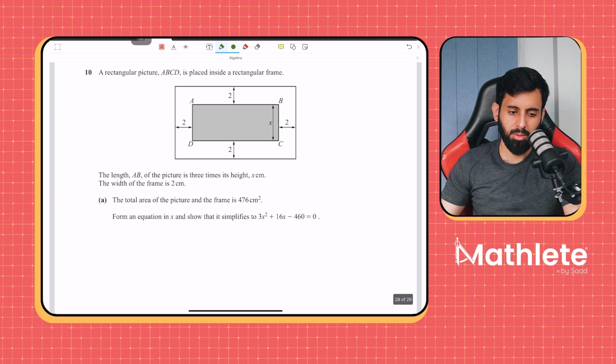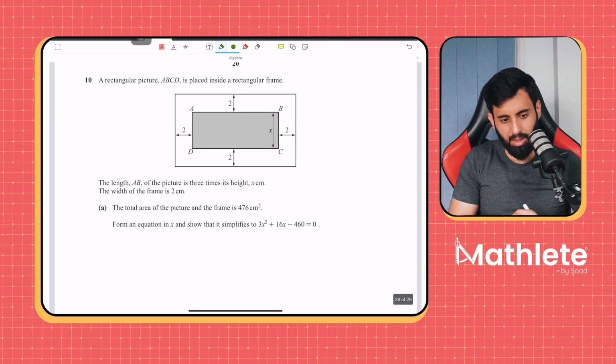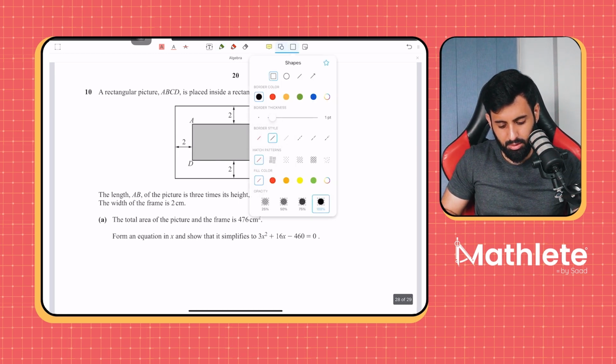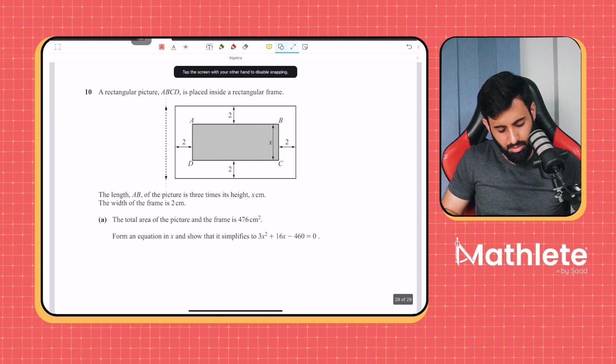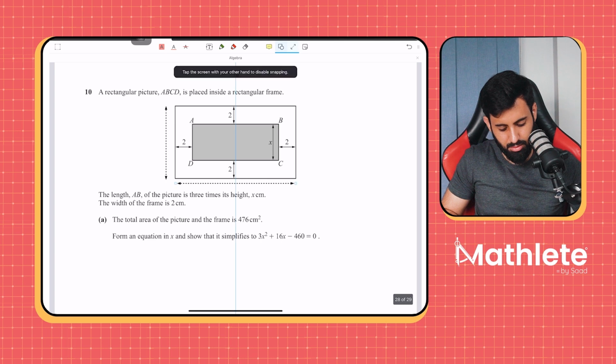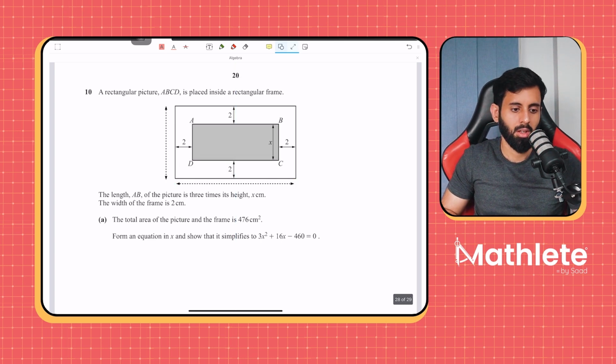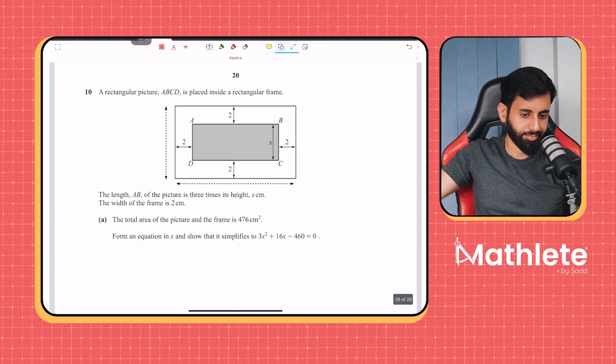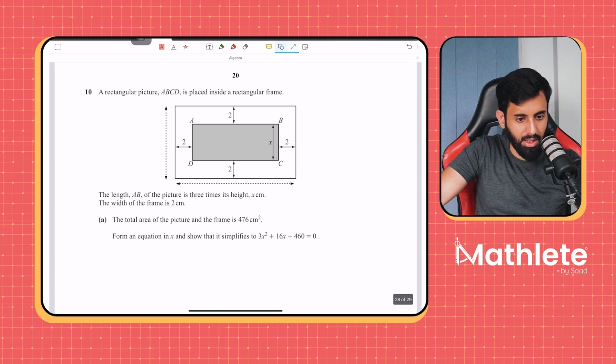So if you want to calculate the area of the frame plus the picture, do you have to calculate the area separately? Frame is the outer part. The picture is the inner part. So what if you calculate the area using these dimensions, this one and this one? What happens as a result? You end up calculating both the area of the frame as well as the picture.